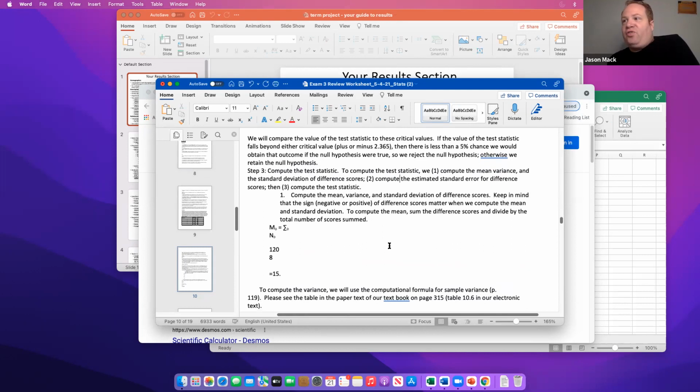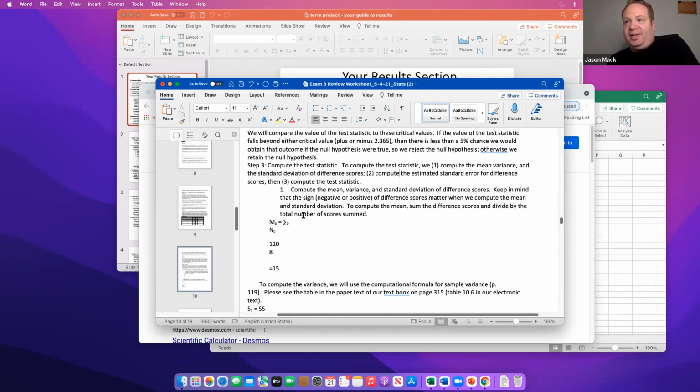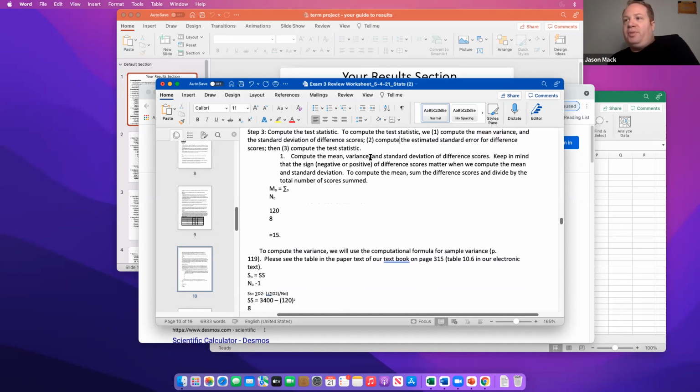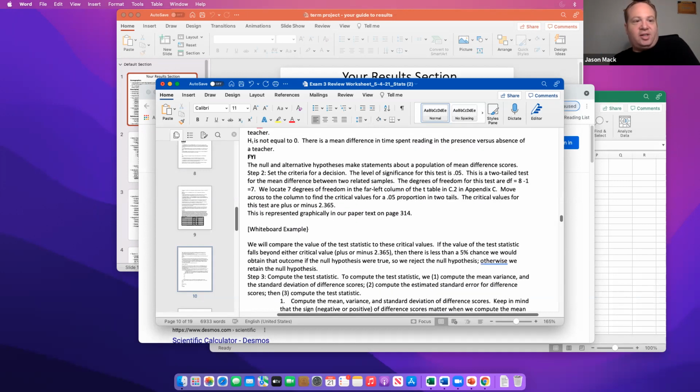The estimated standard error for the difference scores, and then compute the test statistic. So first, we're going to compute the mean, variance, and standard deviation for the difference scores. Keep in mind that the sign, positive or negative, doesn't matter, because no matter what we compute, standard deviation is positive. So to compute the mean, sum the difference scores and divide by the total number of scores summed. So we want to look at that, which I believe I have in an Excel file here. Just a second to see if I can pull that up. I believe I actually have that readily available here.